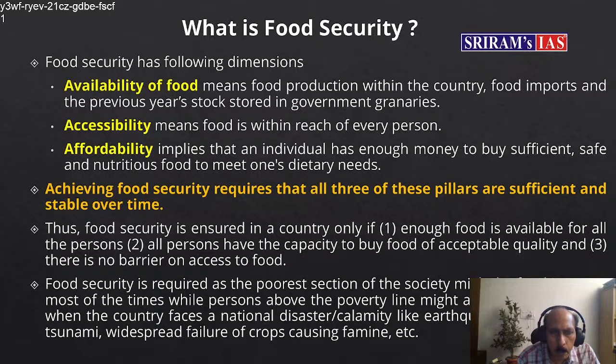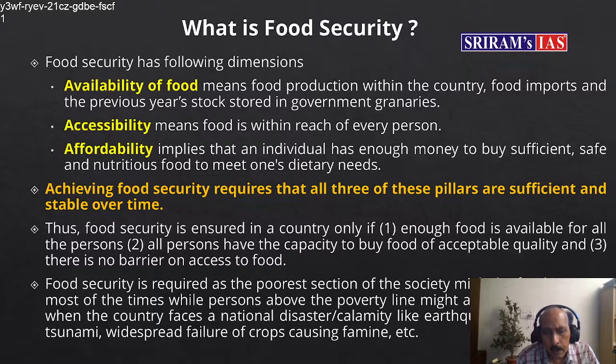These three A's are important to running food security in any country. These three A's you have to always remember: availability of food, accessibility of food, and affordability of food. These three A's are really very, very important.